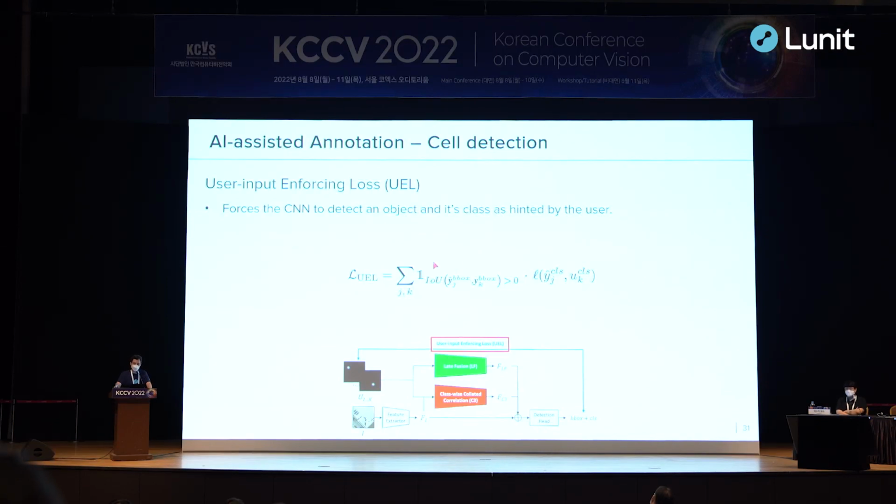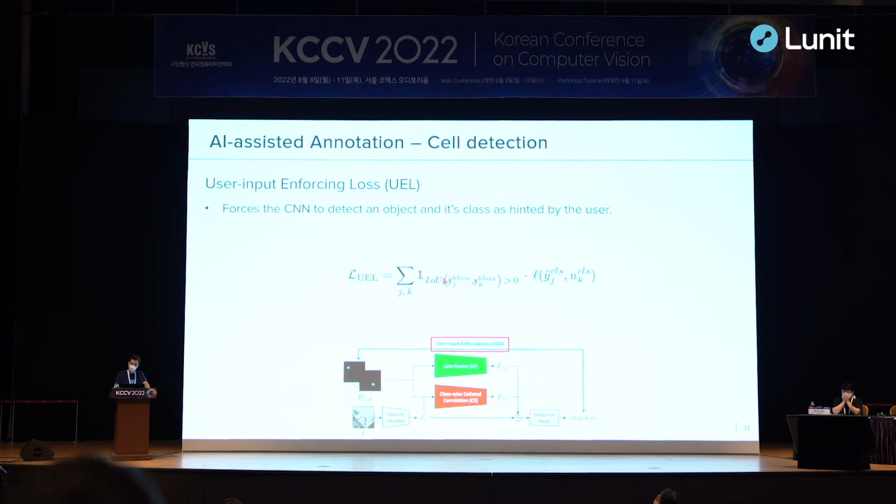Finally, we also propose this user input enforcing loss, and this is more of a consistency loss. So when an annotator puts a hint in a cell and says this is a tumor cell, we don't want the network in the next step of the loop to say this is any other cell, because we know the true class of the cell. So what this does is that it enforces the network to obey the hint of the annotator.